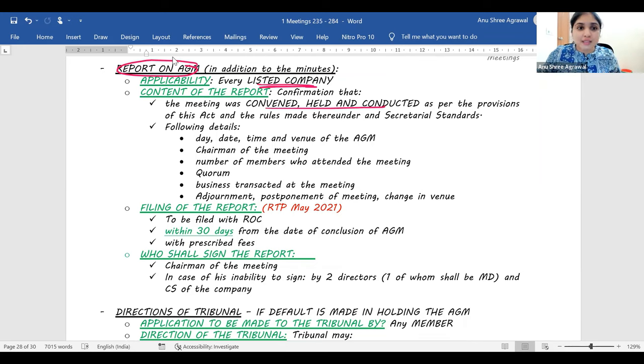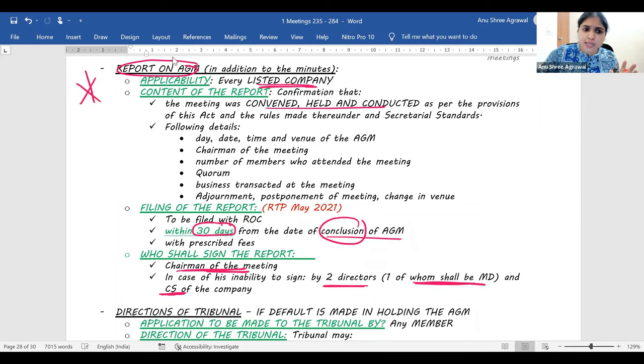Who has to sign this AGM report? Chairman has to sign. In case he is not able to sign, two directors will sign, one of whom is managing director, and company secretary will sign. This report has to be filed with the ROC within 30 days from the conclusion of the AGM. Do not write within 30 days of AGM. You will write within 30 days of conclusion of AGM. Report on AGM, very important. Don't compromise here. Applicable only for listed companies.